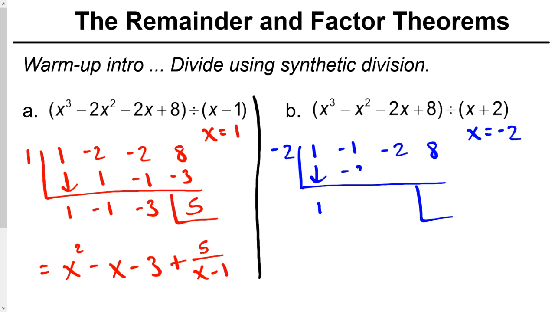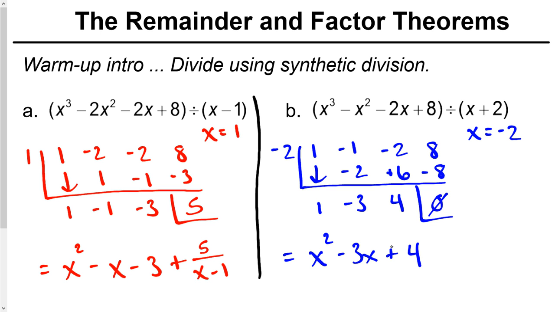-2 times 1 is -2. -1 minus 2 is -3. -2 times -3 is positive 6. -2 and 6 will give you 4. And -2 and 4 will give you -8. Aha, so this one, we have a remainder of 0. Because we have a remainder of 0, we should be able to tell that x plus 2 is actually a factor of this particular cubic polynomial. The other factor would end up being 1x squared minus 3x plus 4.